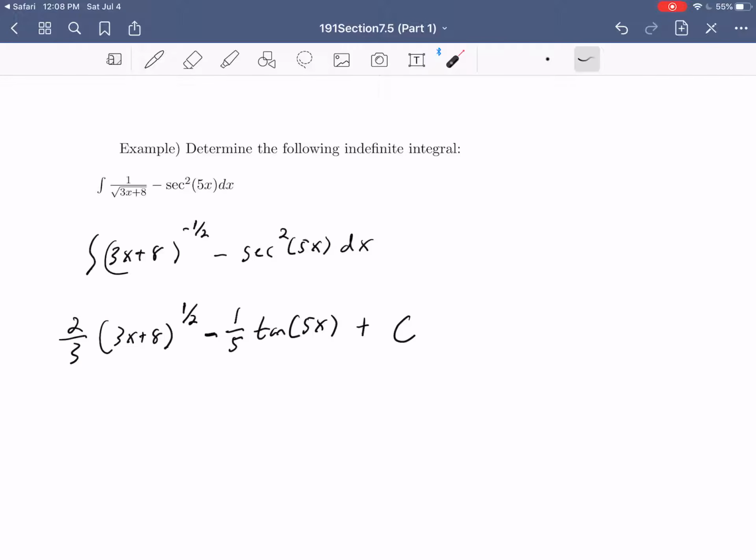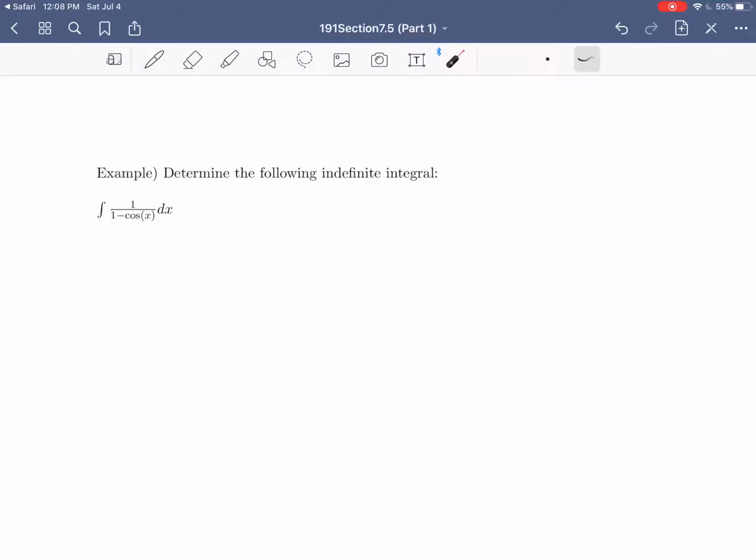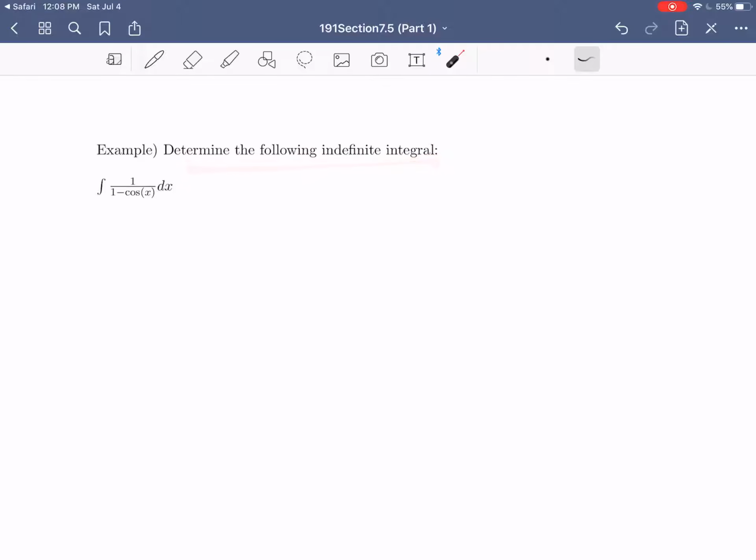All right, let's go ahead and take a look at another one. All right, we're going to try to determine this indefinite integral, 1 over 1 minus cosine x. Okay, now the first thing that should jump out to us is that this is a trigonometric integral. Unfortunately, if you think back to what we covered in 7.2, when we talked about trigonometric integrals, we talked about products of sines and cosines. This, unfortunately, is not a product of a sine and cosine. It's a quotient of a constant and a cosine.